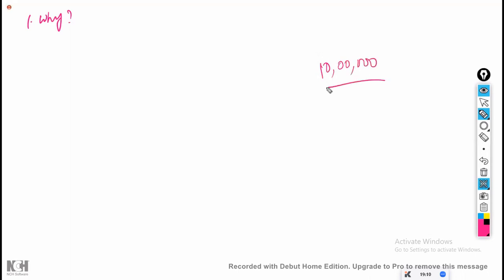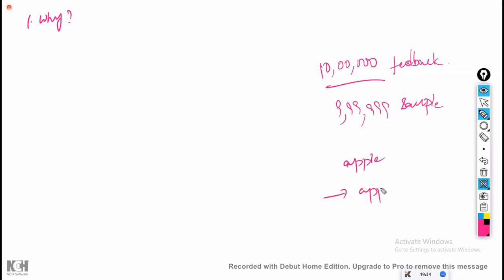If I get all the 10 lakh feedbacks, then only it is called population data. If even one of them is missing, if you get 9,99,999, it is sample data. If Apple is asking feedback from their customers who are using Apple 14, whether it is a normal 14 or 14 Plus or 14 Pro or 14 Pro Max, whatever it is.